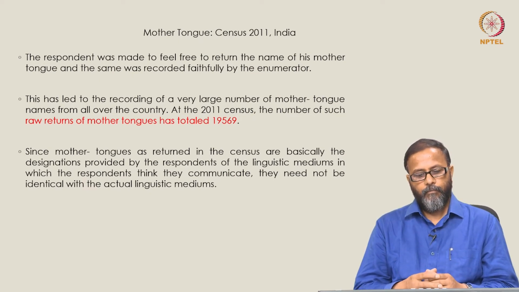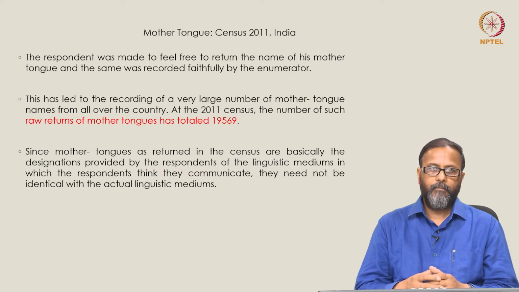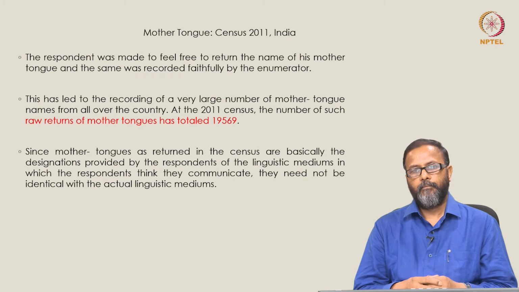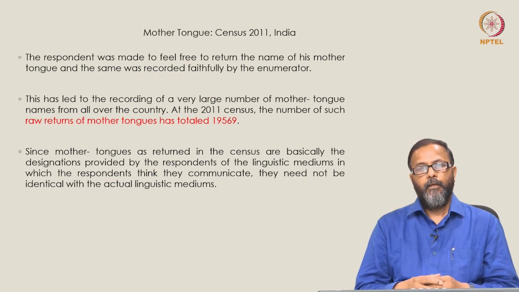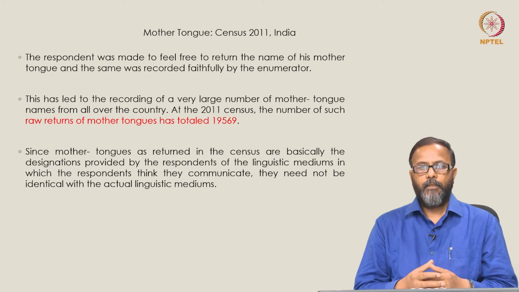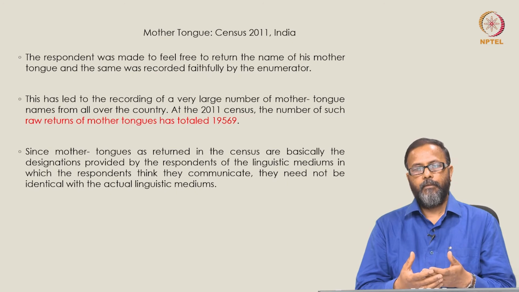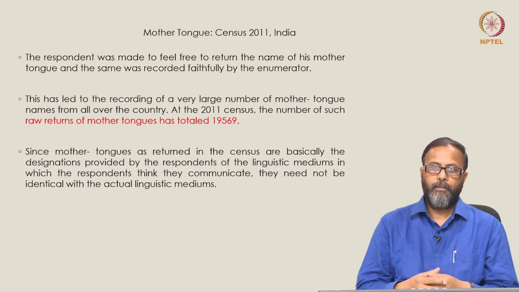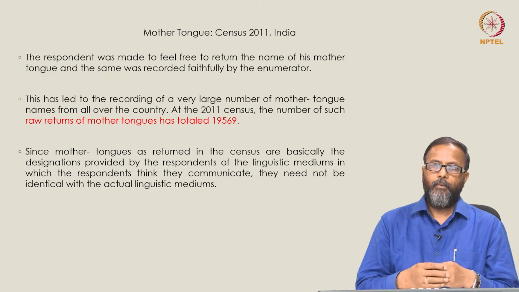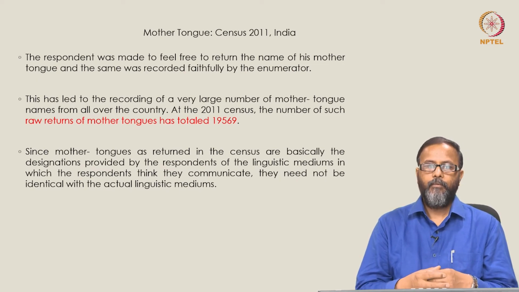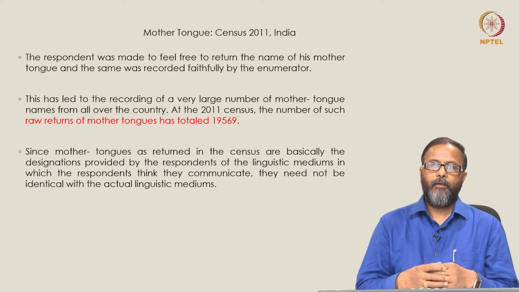They are clustered and clubbed in as other languages. The respondents were made free to return the name of their mother tongue, and the same was recorded faithfully by the enumerators. And enumerators were given a specific instruction not to be judgmental. They are given instructions anyway in each of the surveys not to be judgmental, not to correct the designations or the names returned by the respondent, not to suggest any name. So, objectively and faithfully, they only record the designations or the names given by respondents to the response of question number 10 of household schedule, and these are collected as raw returns.